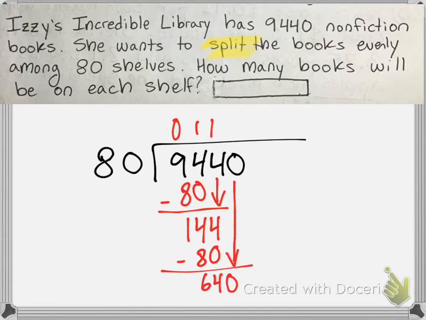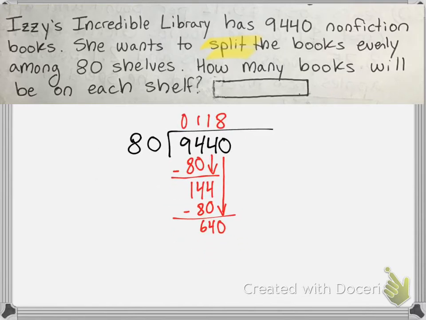And how many times does 80 go into 640? 8 times. And what is 80 times 8? 640. Exactly, because we would get 640 right here. We subtract and we get 0. So our answer, perfect, is 118.